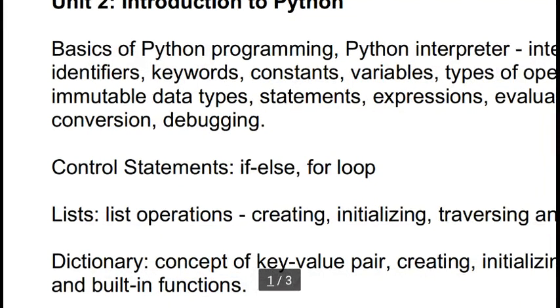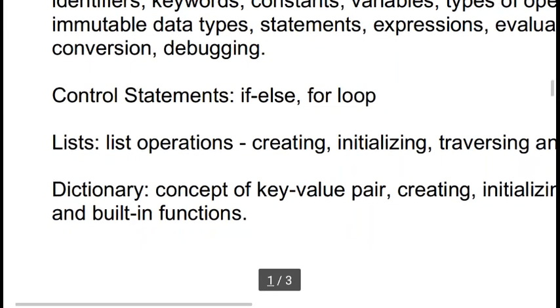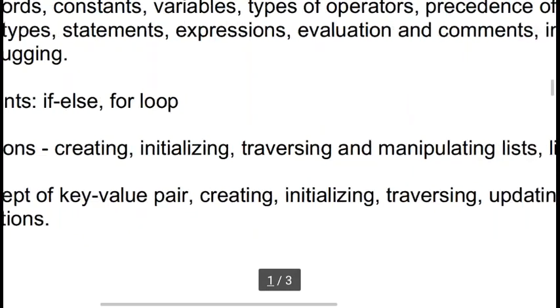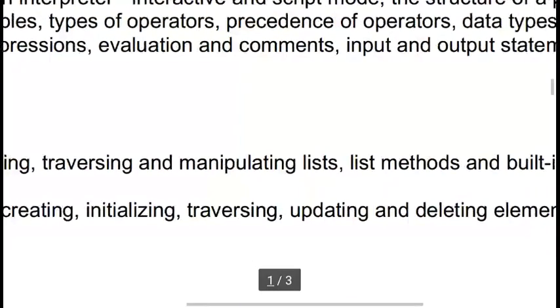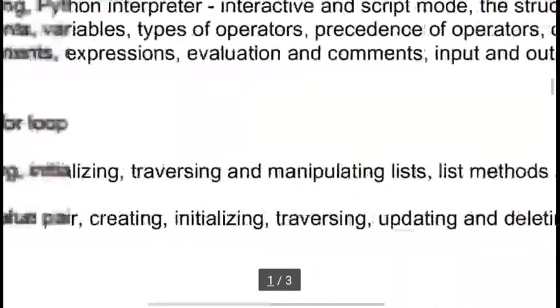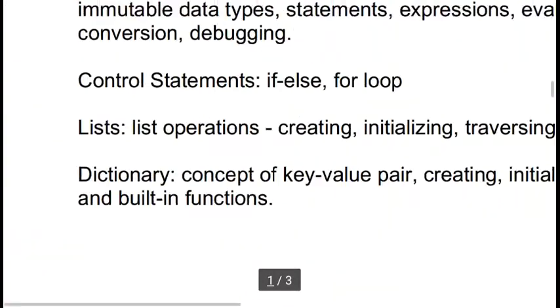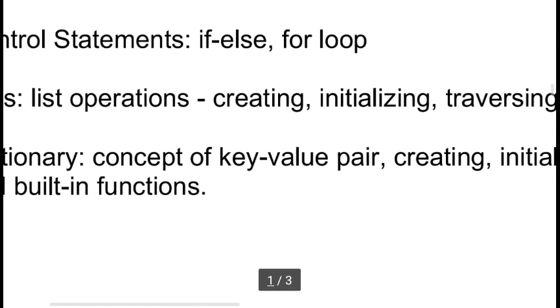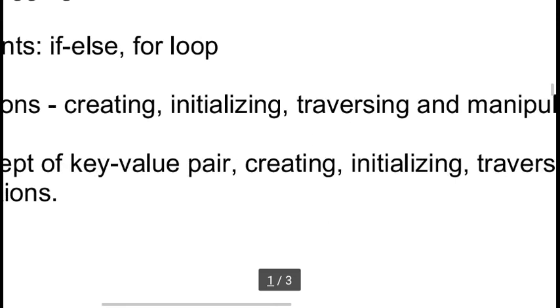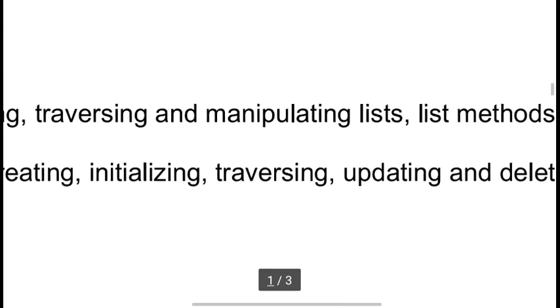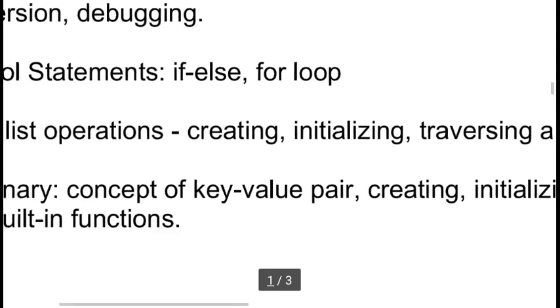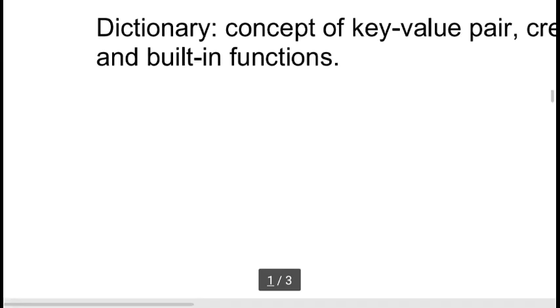Control statements, if else, for loop, and list operations: creating, initializing, traversing and manipulating lists, list methods and built-in functions. We will discuss these in the Python programming language. Dictionary means we can store different kinds of data in one variable. So the concept of key-value pairs: creating, initializing, traversing, updating and deleting elements in a dictionary, methods and built-in functions.